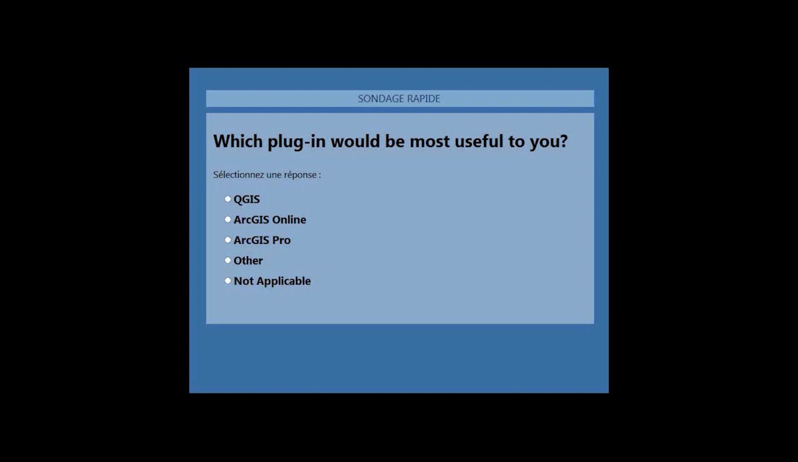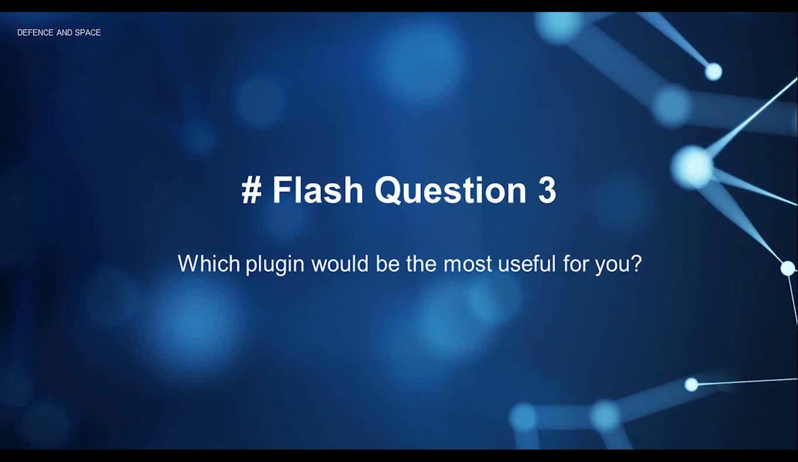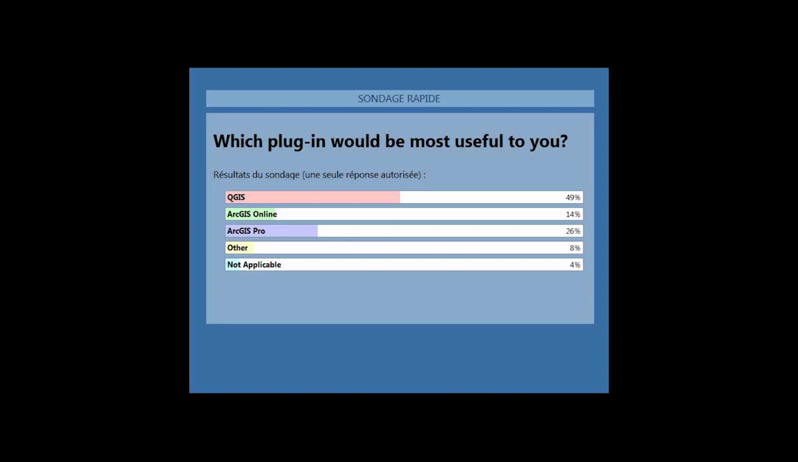And now we're going to close the poll. Let's take a look at the results. So we can see that QGIS has 49%, ArcGIS Pro 26%, ArcGIS Online 14%, Other 8%, and not applicable 4%.